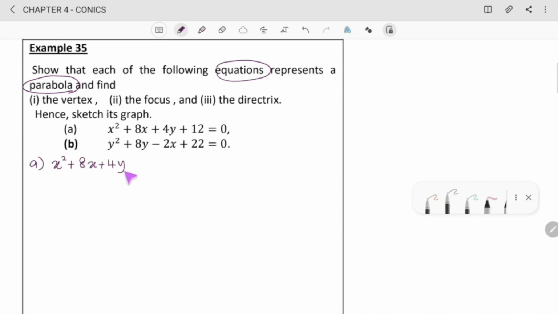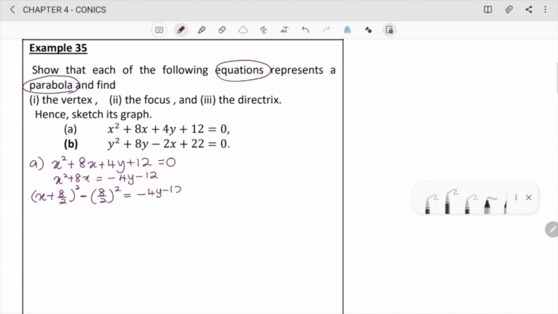Then you rearrange. We are going to move the 4y and 12 to the right side, so the left side will be left with this, and the right will be negative 4y, negative 12. We are going to complete the square of this term, so it will be 8 over 2. You can skip this step actually. And 8 over 2 squared will always be minus here. That's the concept of completing the square.